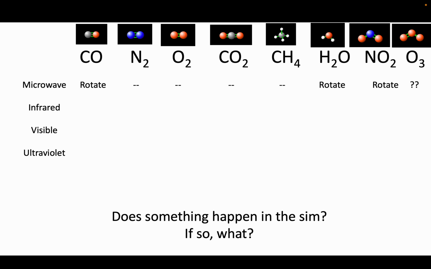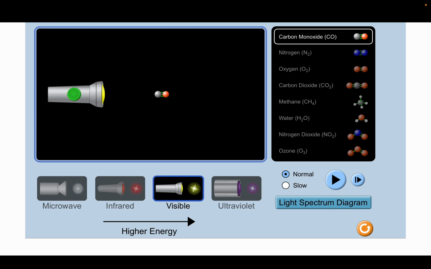If we looked at the responses, we saw that there was a response when the gas interacted with microwaves for carbon monoxide, water, and nitrogen dioxide. That type of motion, we would say the molecule was rotating. It was spinning around. Let's see what happens when we move down to visible light.